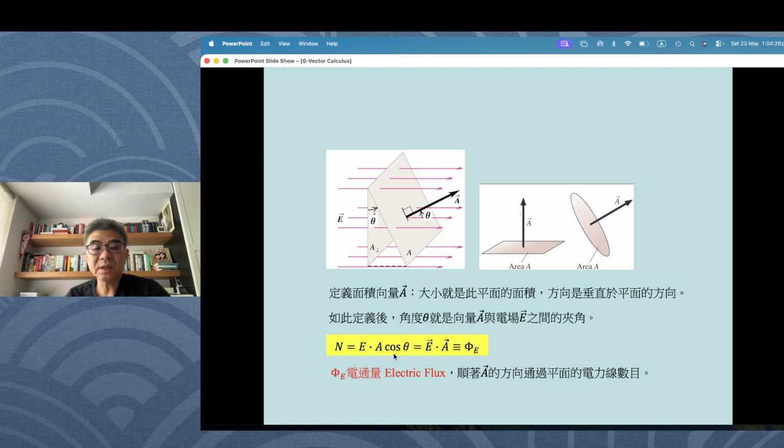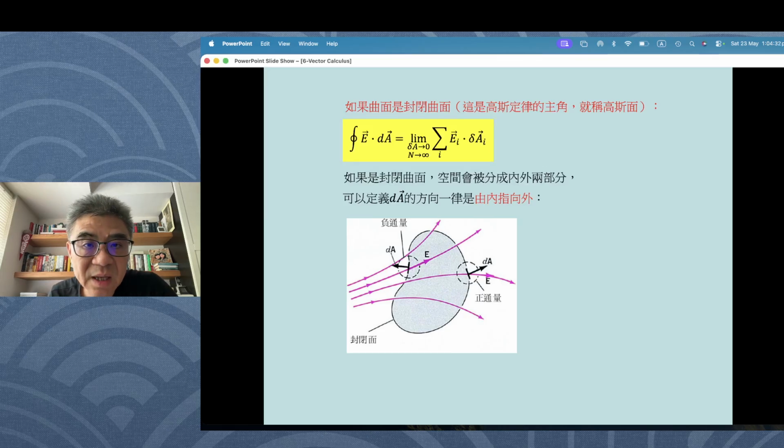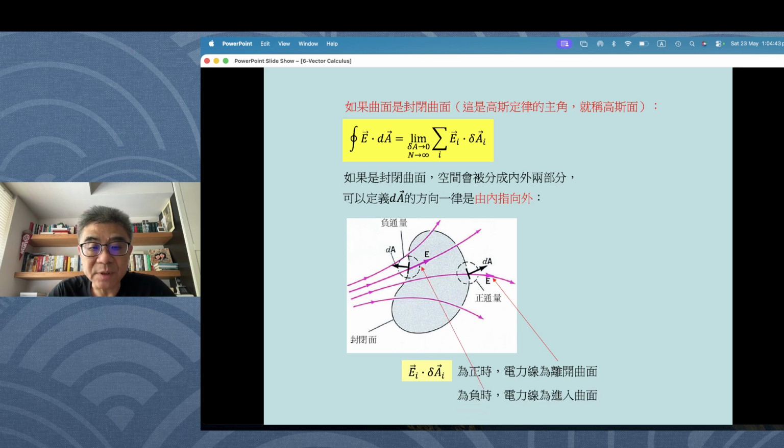Okay, so by this definition, we can easily see the physical meaning of electric flux. It is equal to the number of electric field lines flowing through this surface. For example, in this little diagram, on this small plane here, the vector is in this direction. Then if you calculate the flux of this small plane, it will give you the number of electric field lines flowing through it, like this.